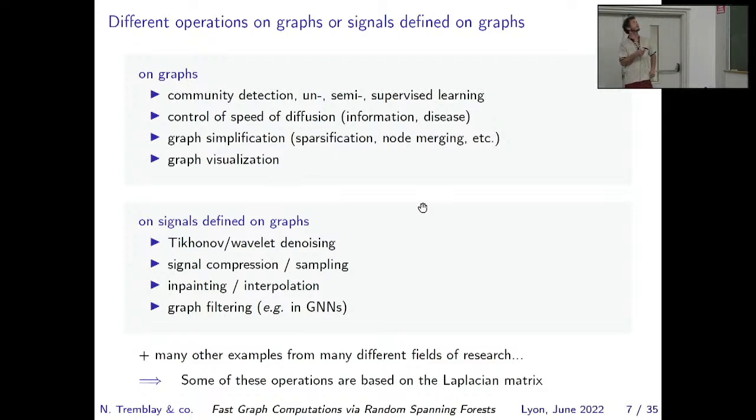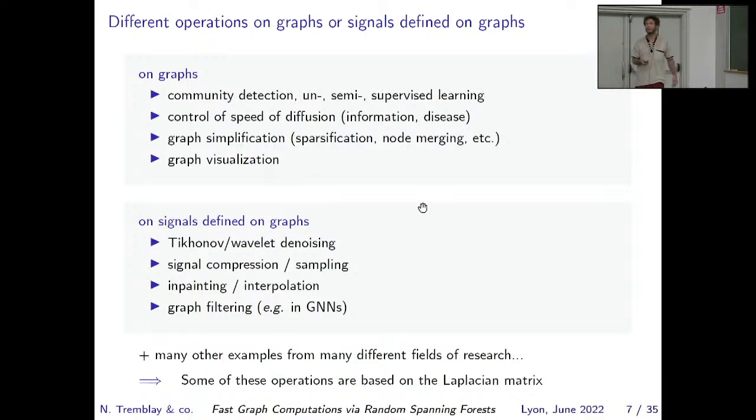There are questions of graph visualization, for instance, also. This is the type of computation you might want to do on a graph. And on signals defined on graph, you could do denoising. Okay, say your graph is a sensor network. You're measuring temperature in France, and you have a sensor network, and two sensors are connected if they are close to each other in space. You might want to denoise the signal that is measured on the network. This is a type of operation you can do on the signals that are defined on graphs.